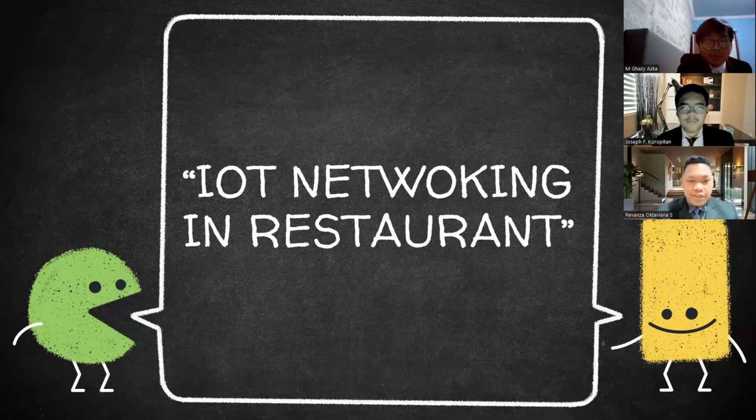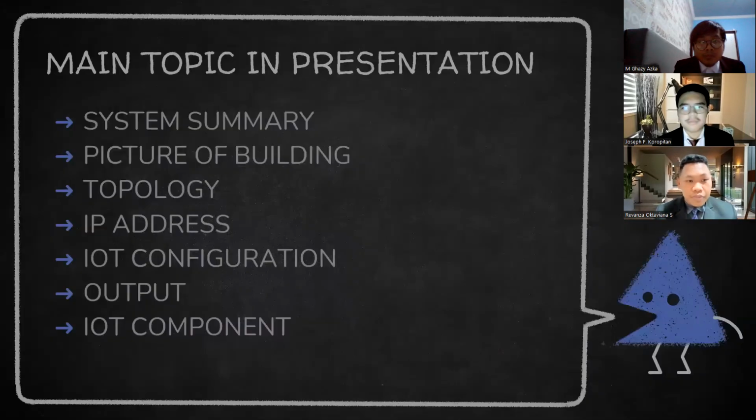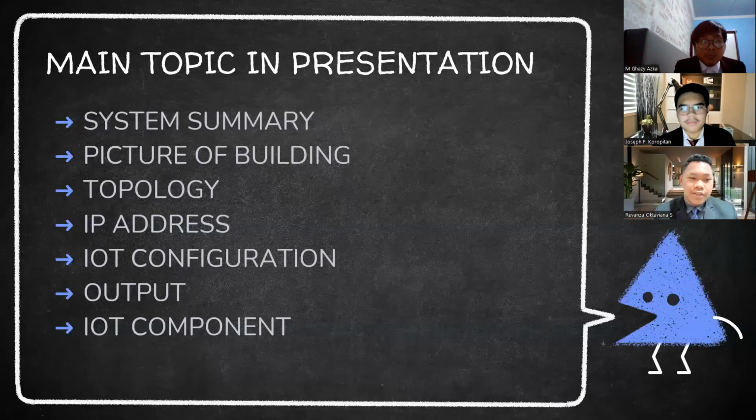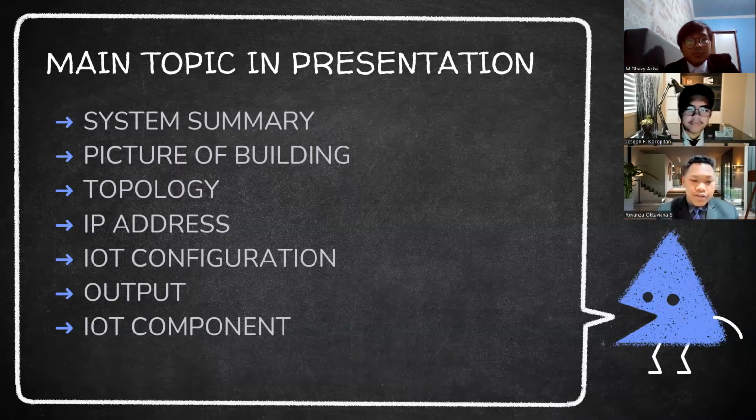Here we will present IoT networking in a restaurant. Main topics in the presentation: point one, system summary. Next point, picture of building. Next point, topology. Next point, IP address. Next point, IoT configuration. Next point, output. And second point, IoT component.